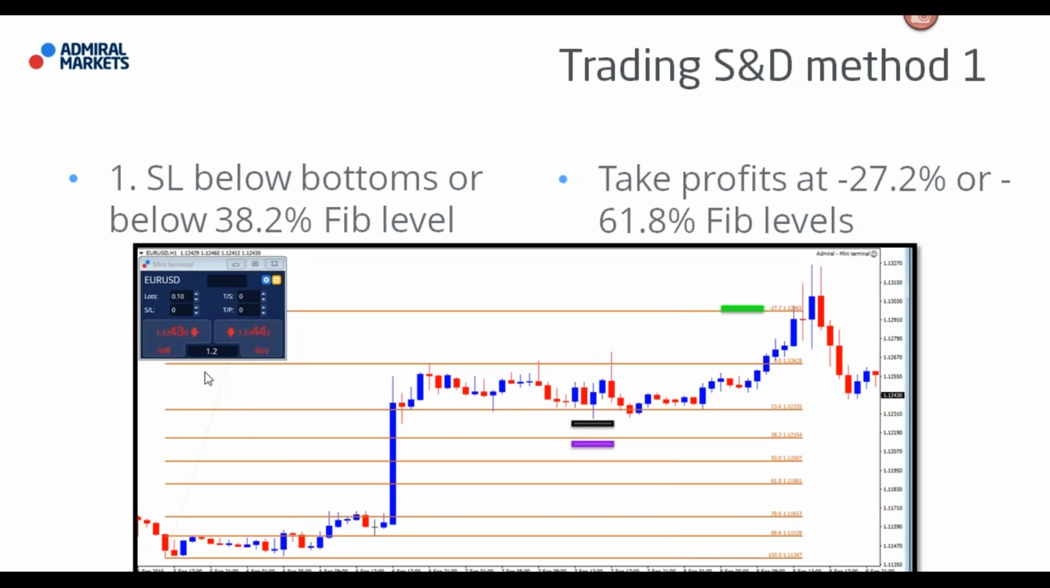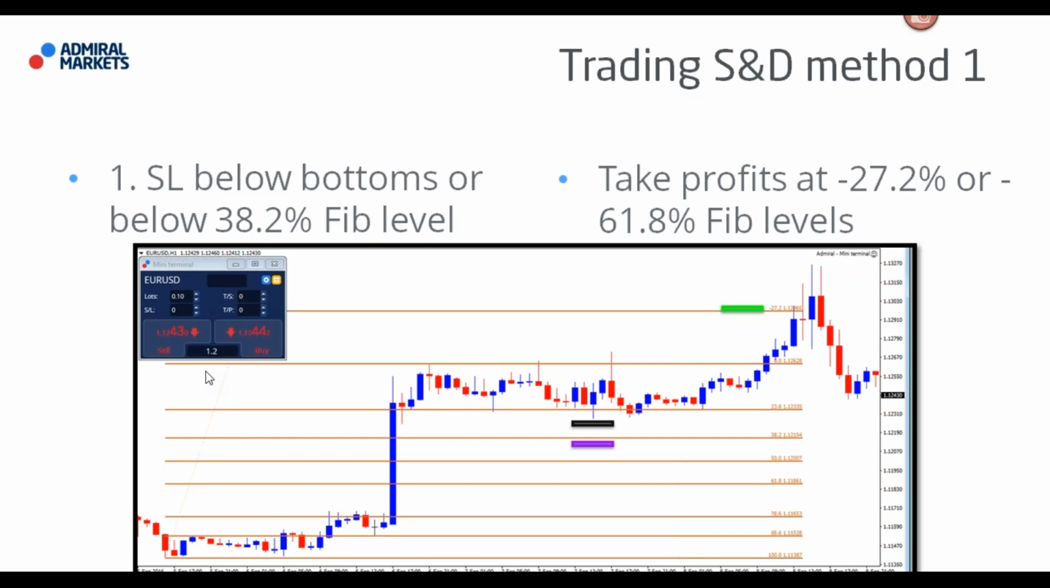This was a live one, once again, so not something that was cherry-picked in retrospect, but was discussed in the live trading room last week. If you have any questions, let me know in the chat. The stop loss goes below the bottoms or the 38.2 fib. Both are equally valid, really.